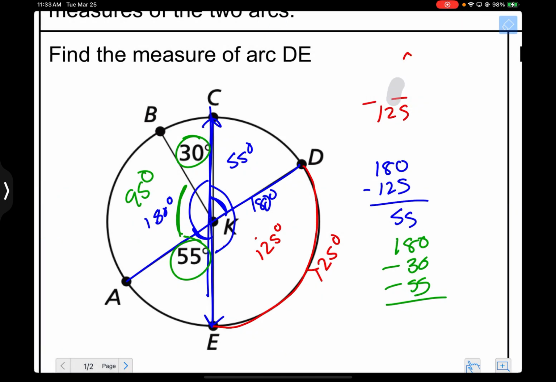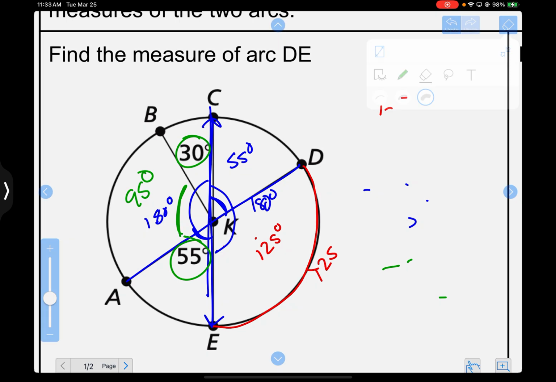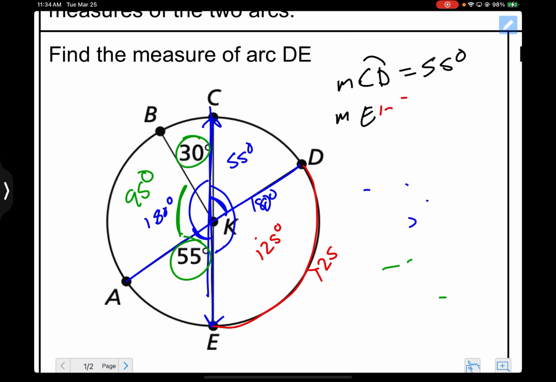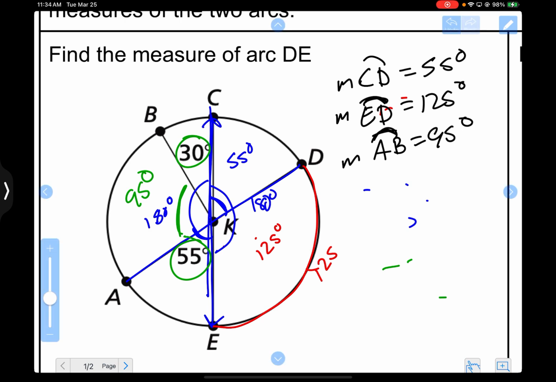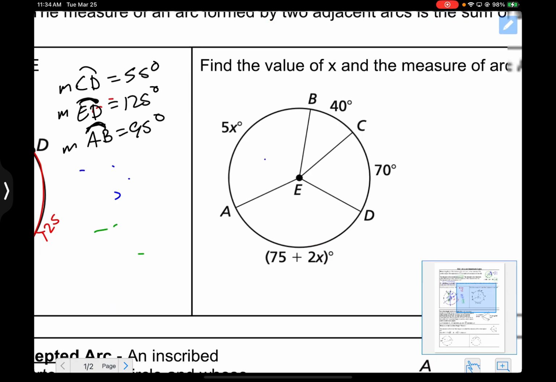So now let's just kind of go back over and make sure we understand. So the measure of arc CD equals 55 degrees. The measure of arc ED equals 125 degrees. And then the measure of arc AB, again, that's supposed to be an arc symbol, equals 95 degrees. So those were all 3 of our missing arcs.